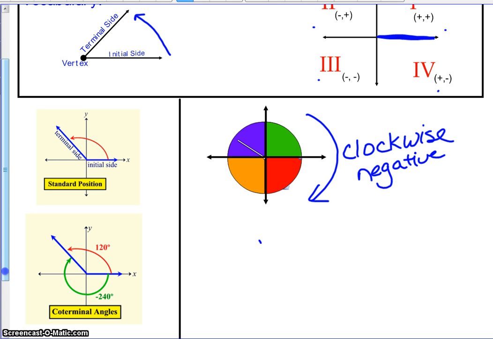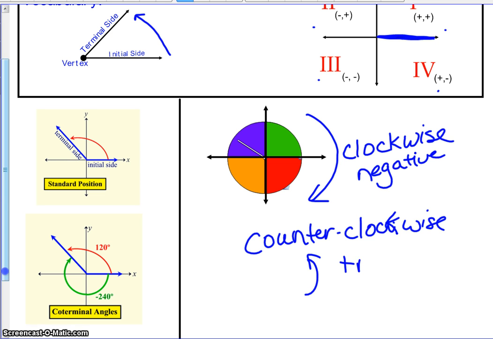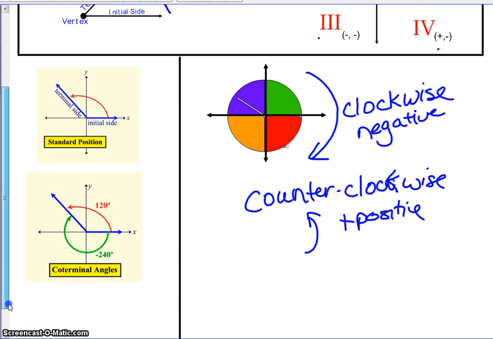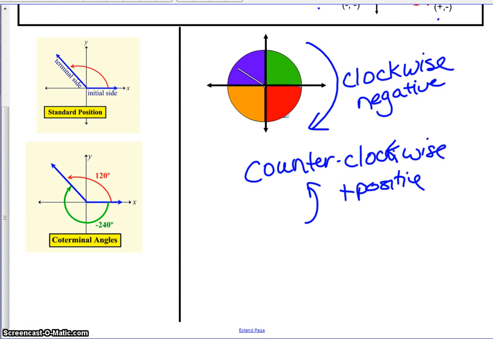Counterclockwise is the direction that we usually go in. That's usually our positive direction when we're talking about an angle. So they give us an example here of a 120 degree angle.